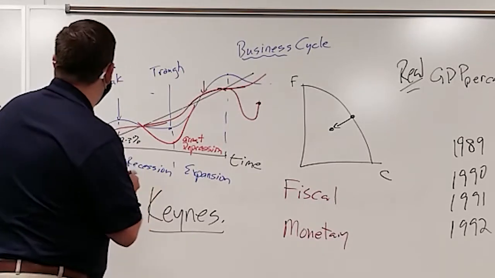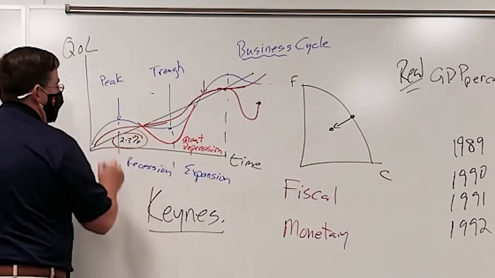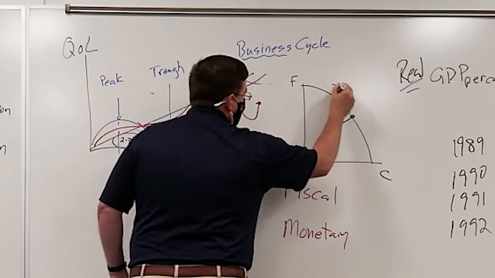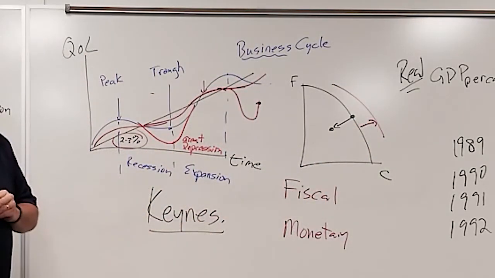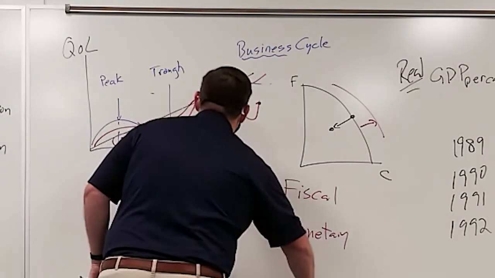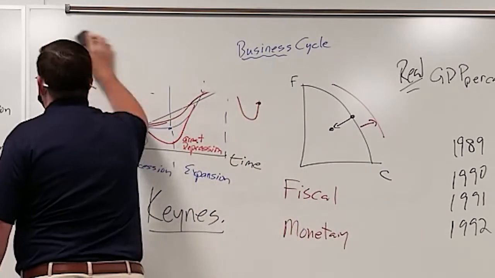Now I said that the economy has been growing by around 2 or 3% a year, which is to say that our production possibility frontier has been expanding gradually over time. What does that mean in the long run?